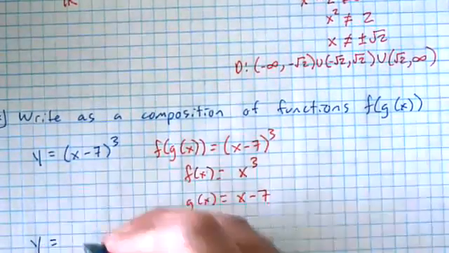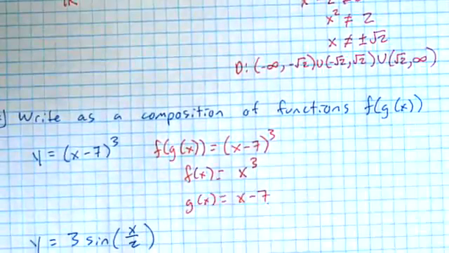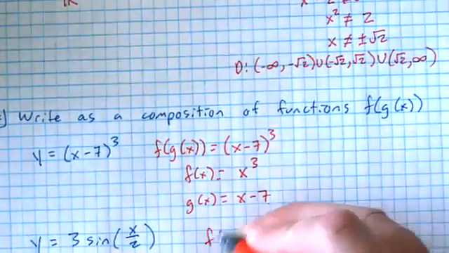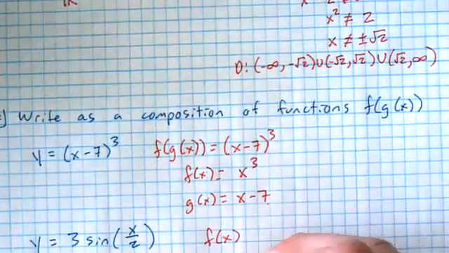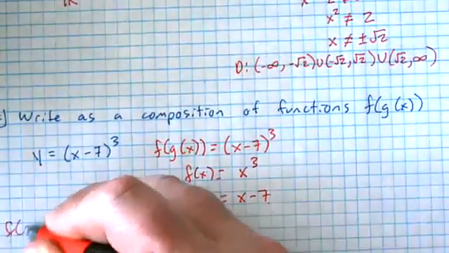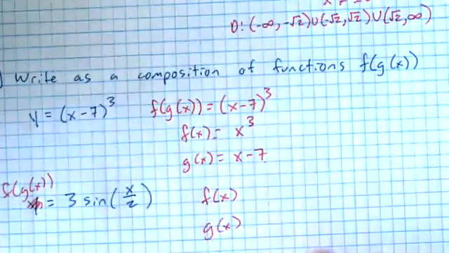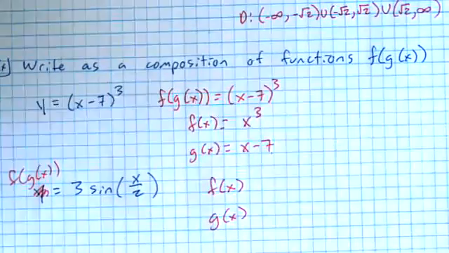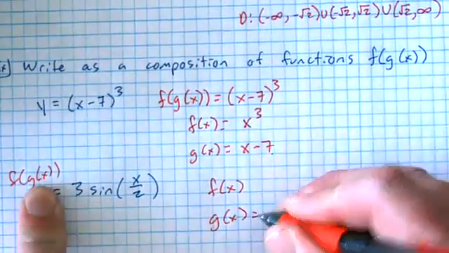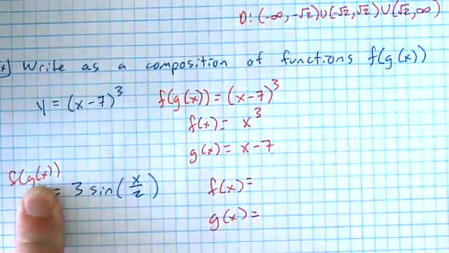y equals 3 times the sine of x over 2. Oh my gosh, this looks so hard. So we need to figure out what our f of x is and what our g of x is. And this is going to be f of g of x. Why don't we just write it as f of g of x? f of g of x is 3 times the sine of x over 2. So we need to figure out what's getting plugged into what. The g is the thing that's getting plugged in. What does it look like is going on inside of this?